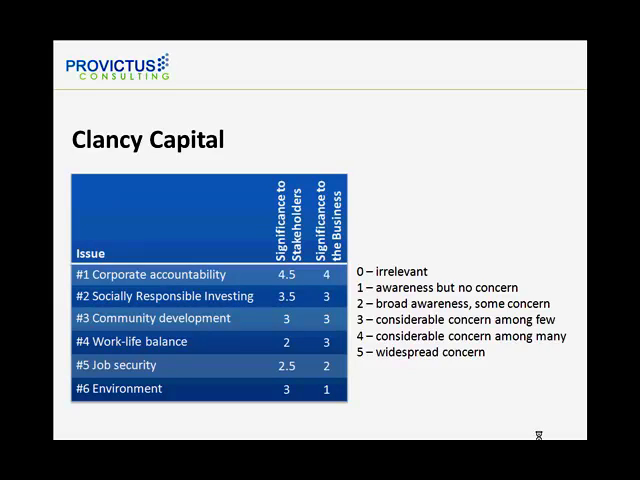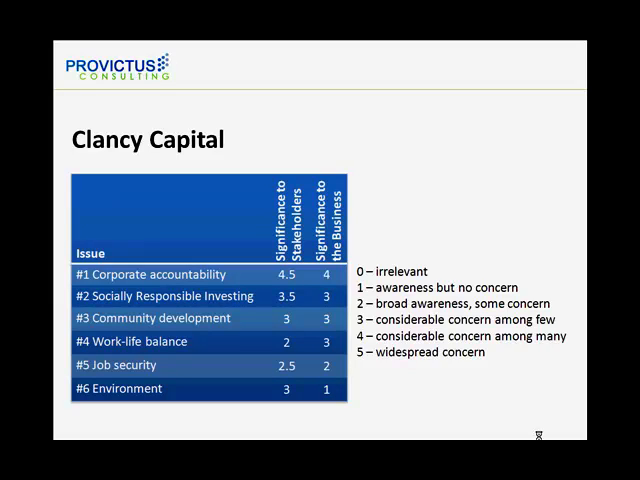We felt that they offered opportunities for the business to differentiate itself, to build trust with stakeholders, and enhance its reputation, while at the same time these issues were both quite relevant for stakeholders that are important to Clancy Capital, particularly its clients and funders. Work-life balance was important for the business as well because of its effect on the productivity of workers. It rated a bit lower on the stakeholder scale only because it was relevant only to one stakeholder group, to employees. A similar situation for job security.